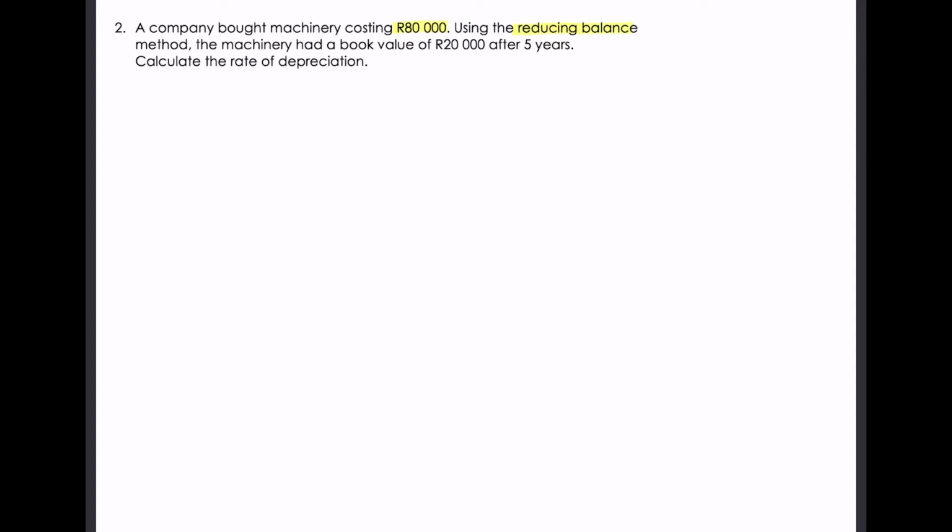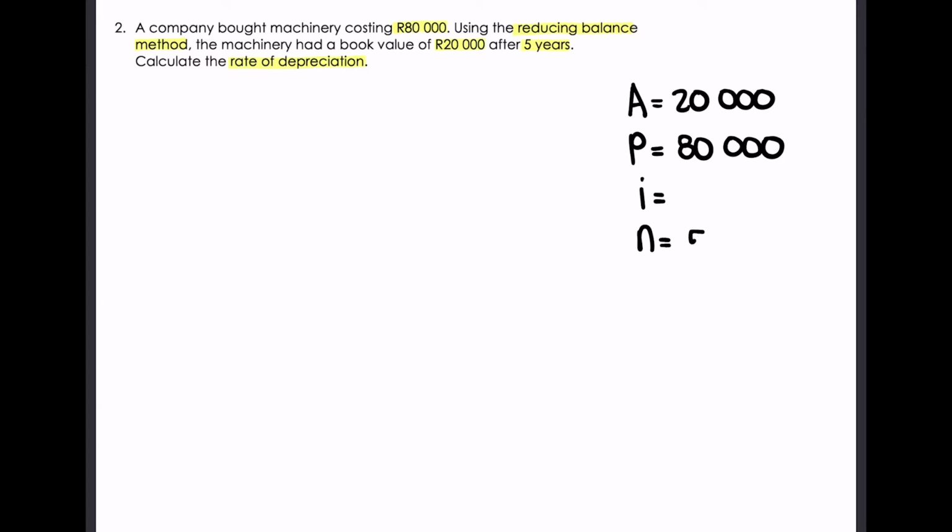A company bought machinery costing 80,000 Rand. Using the reducing balance method, the machinery had a book value of 20,000 Rand after the 5 years. Calculate the rate of depreciation. All right, so we have A, P, i, and n. The company bought the machinery for 80,000, so that's what they started with. This is a depreciation question, which means that the machinery is going to depreciate, lessen in value. So the book value at the end of the period is 20,000 Rand. It depreciated over 5 years, and they want to know the rate of depreciation.